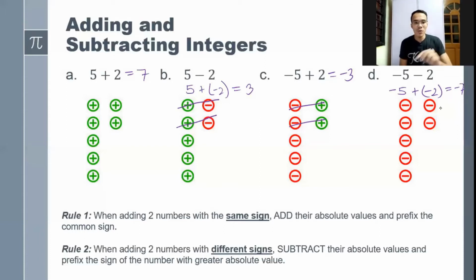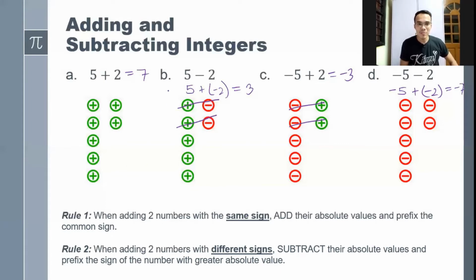Rule number 2, when adding 2 numbers or 2 integers with different signs, meaning one is positive, the other one is negative, subtract their absolute values and prefix the sign of the number with greater absolute value.